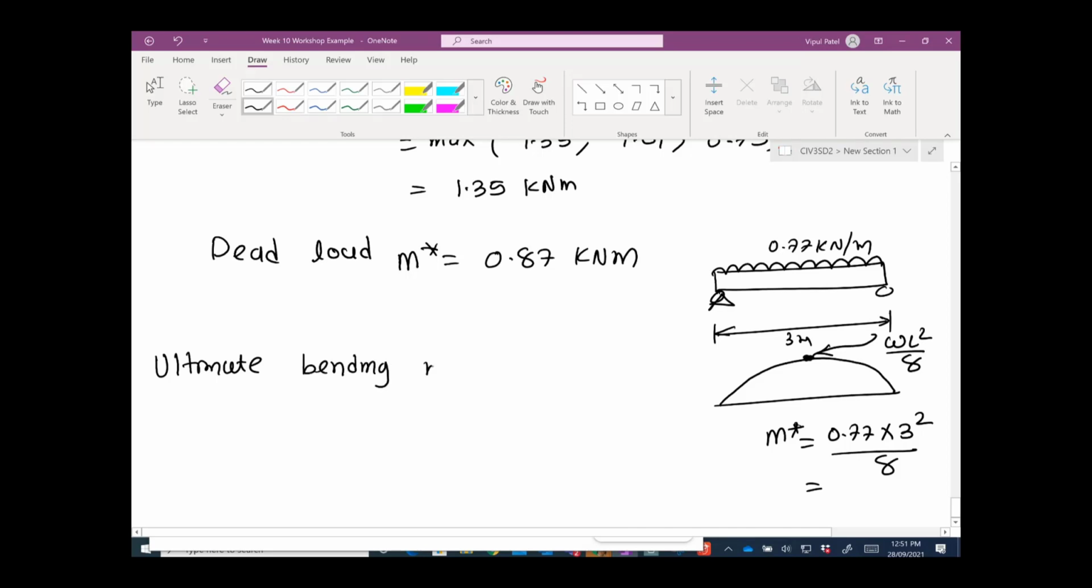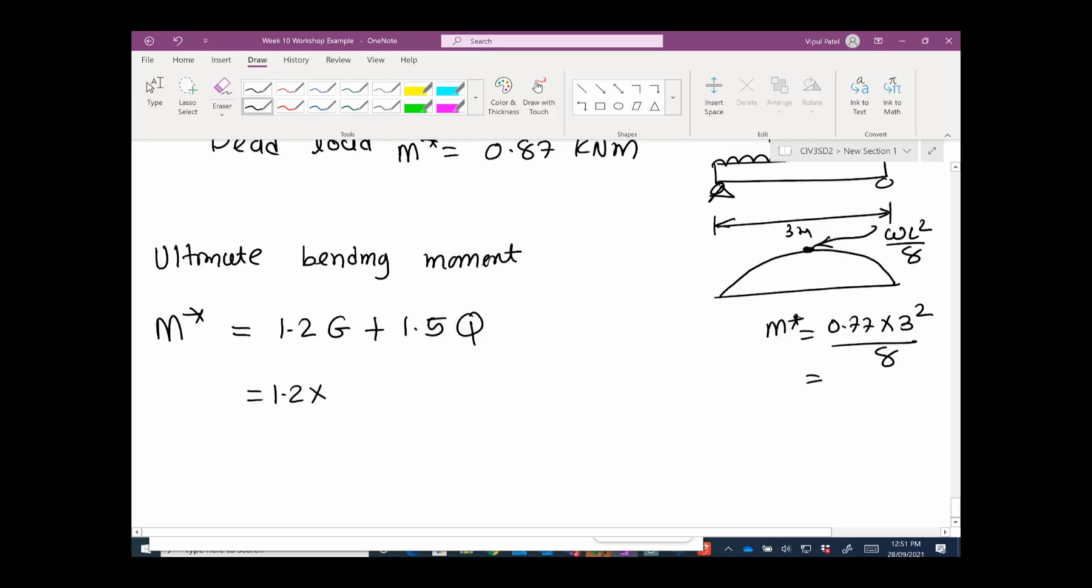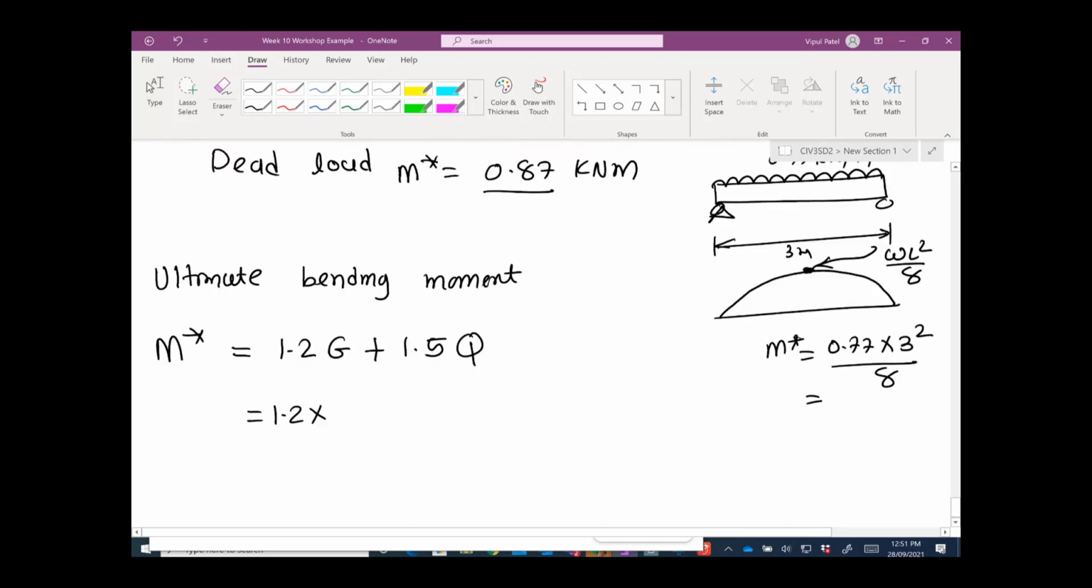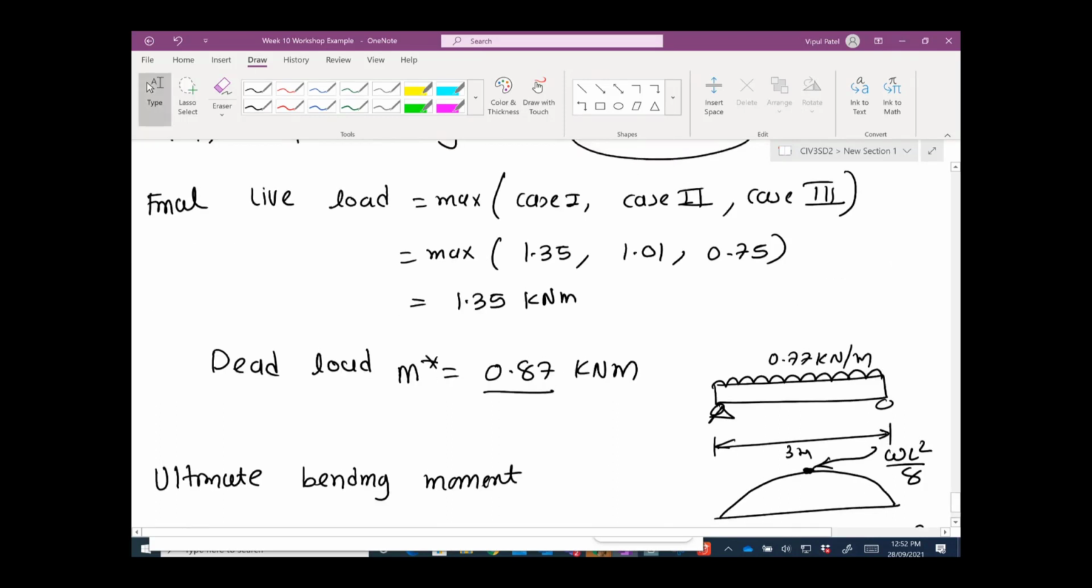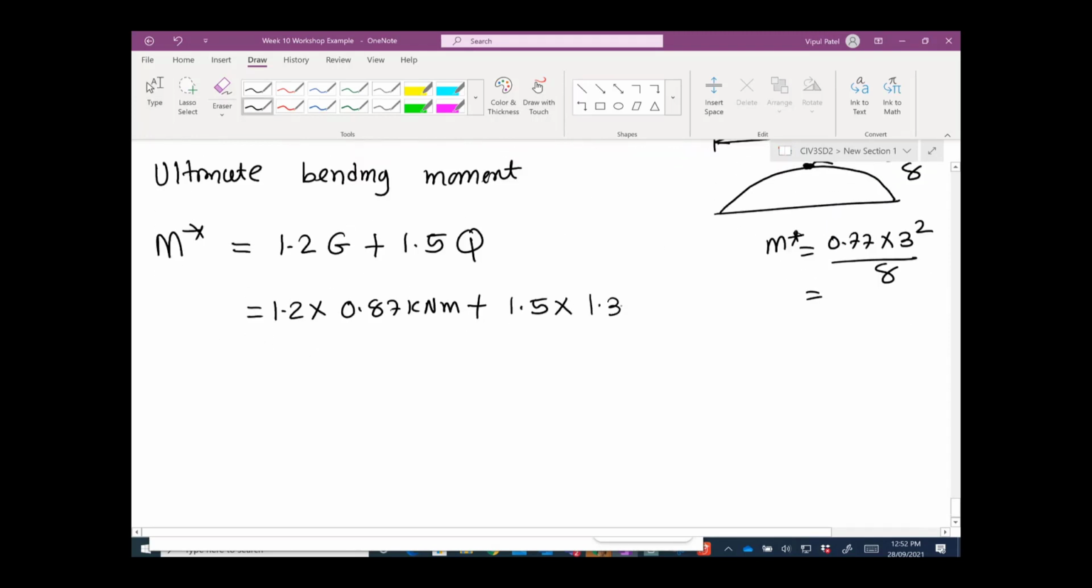So the ultimate bending moment, or factored moment, M star, is 1.2 G dead load plus 1.5 Q live load. G dead load is 0.87 kilonewton meters, plus 1.5 times 1.35. So 1.2 times 0.87 plus 1.5 times 1.35 gives 3.07 kilonewton meters. So that is my final M star that I'm going to design for.